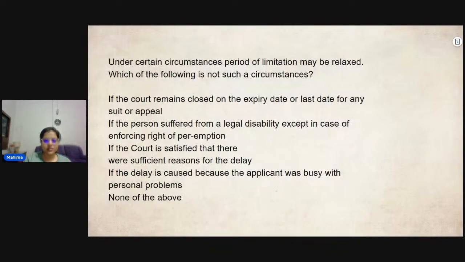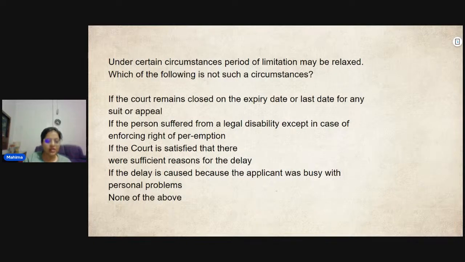Under certain circumstances, period of limitation may be relaxed. Which of the following is not such a circumstance? If the court remains closed on the expiry date or last date for any suit or appeal, if the court suffered from legal disability except in cases of enforcing right of preemption, if the court is satisfied that there were sufficient reasons for the delay, if the delay is caused because the applicant was busy with personal problems, none of the above.